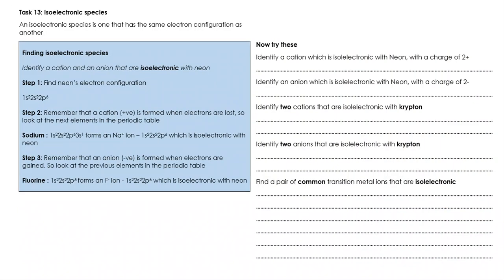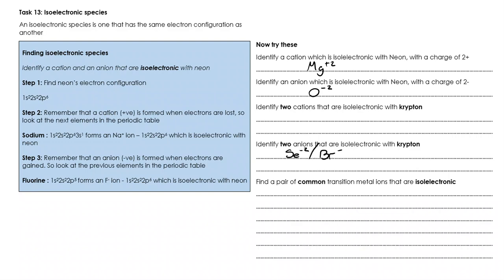Final part of this section of the topic is isoelectronic species. Read through this carefully, have a go at answering the questions, and then we'll review. So identify a cation which is isoelectronic with neon with a charge of +2. So a cation is positive, and we are looking for something that would have the same electron configuration as neon after losing 2 electrons. That means the only answer we can give is Mg2+.